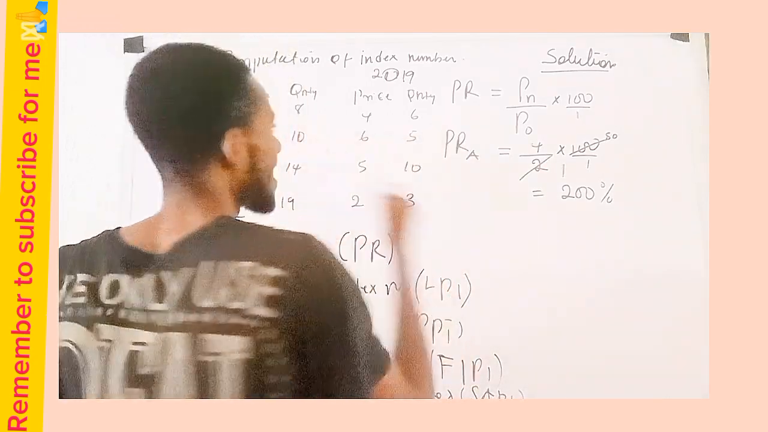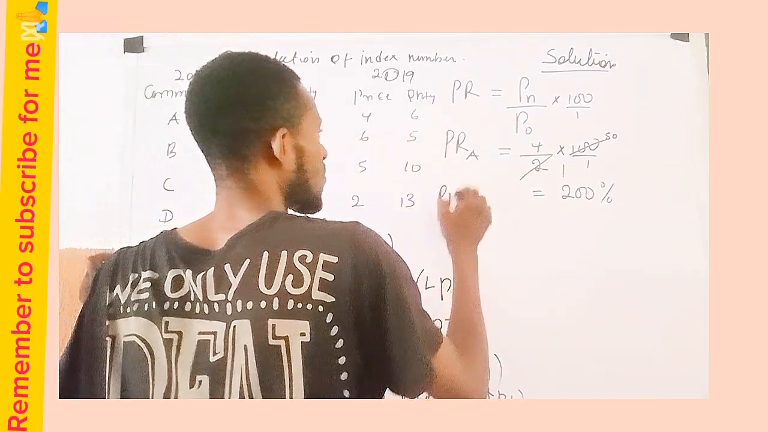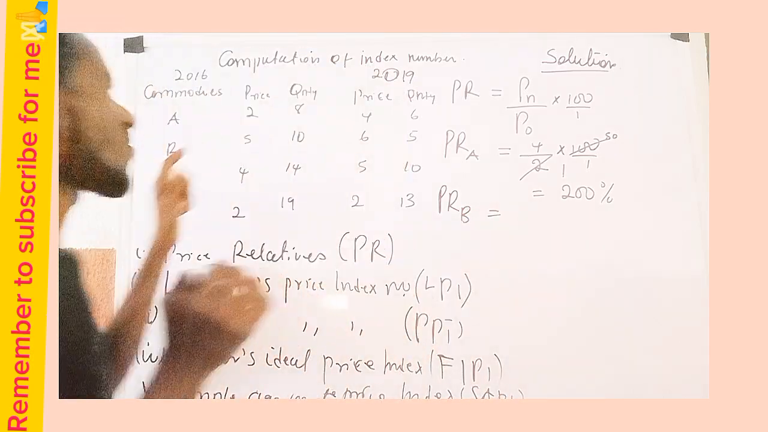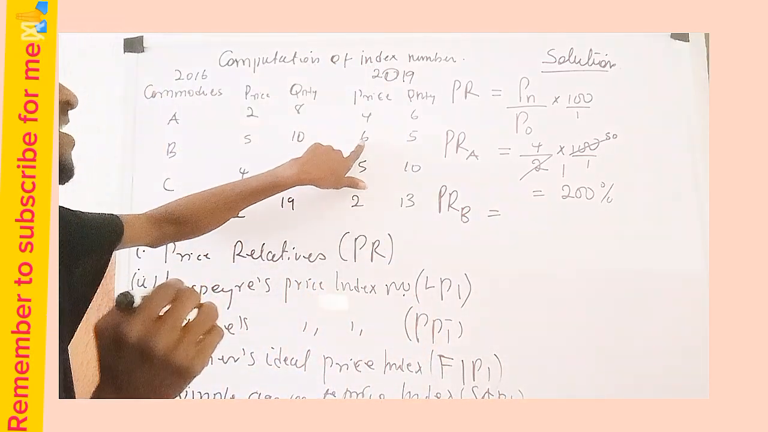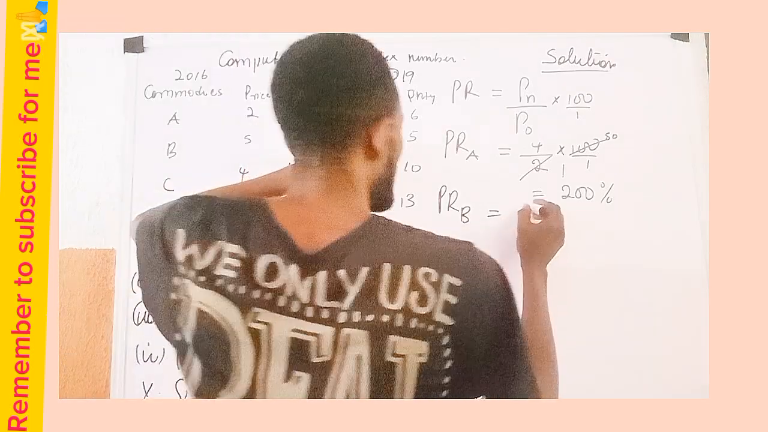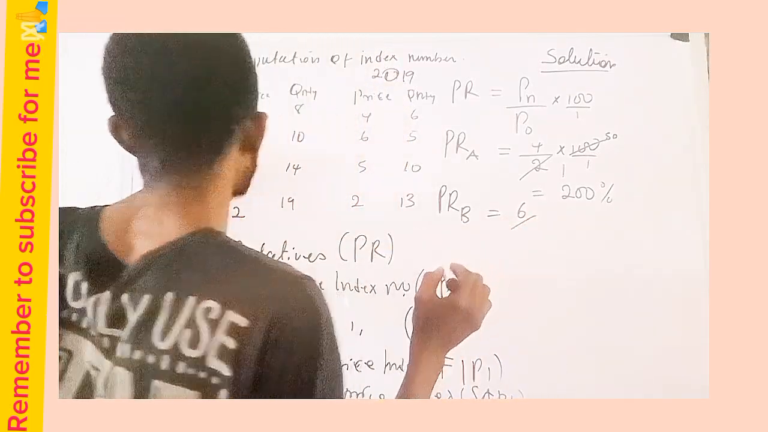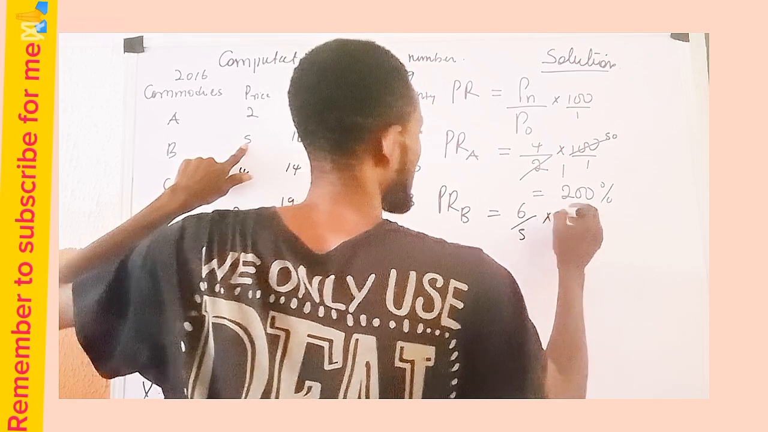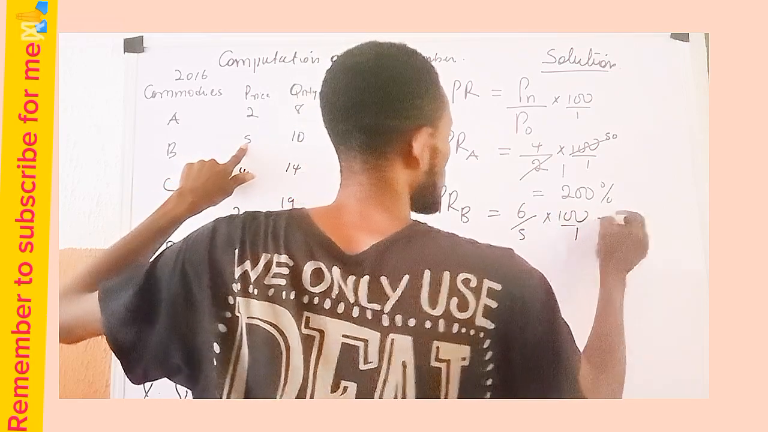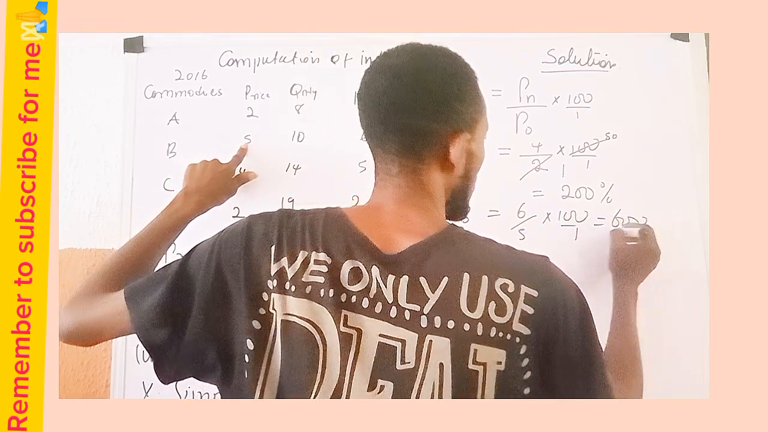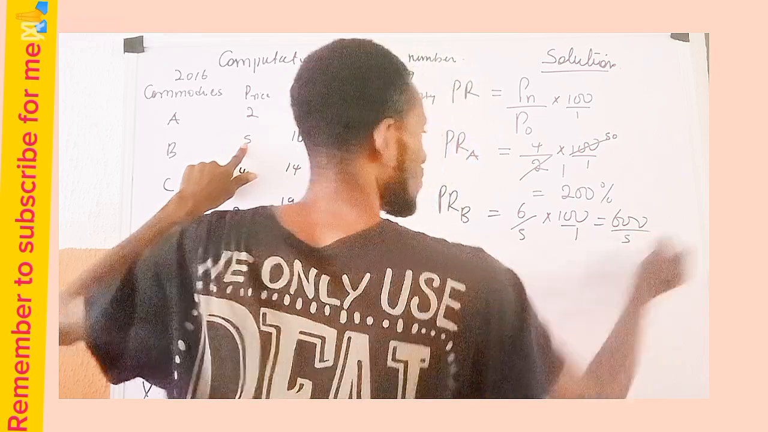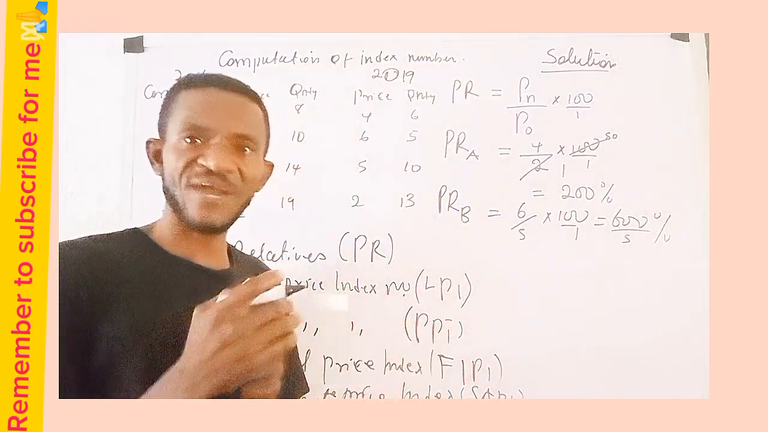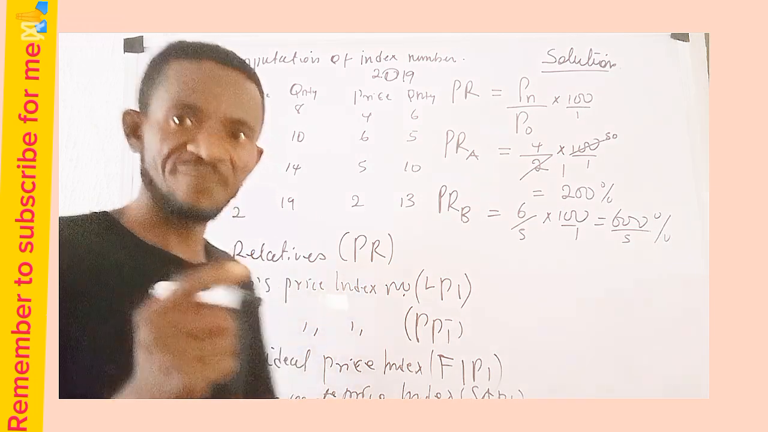Now I have the price relative, so I have P_R of B, which is going to be given as: what is my price in the given year? 6. So I have 6 all over, what is the price in my base year? 5, multiplied by 100 all over 1, which is 600 all over 5. Whatever you get as a quotient now becomes what we call the price relative of commodity B.